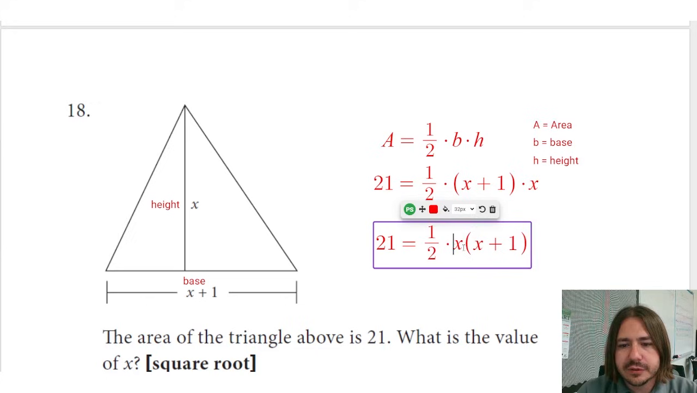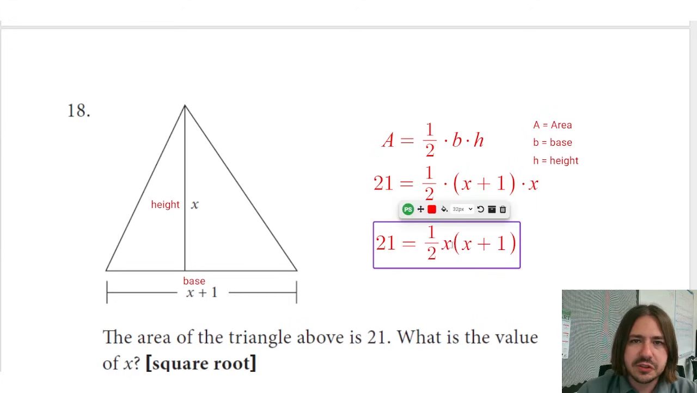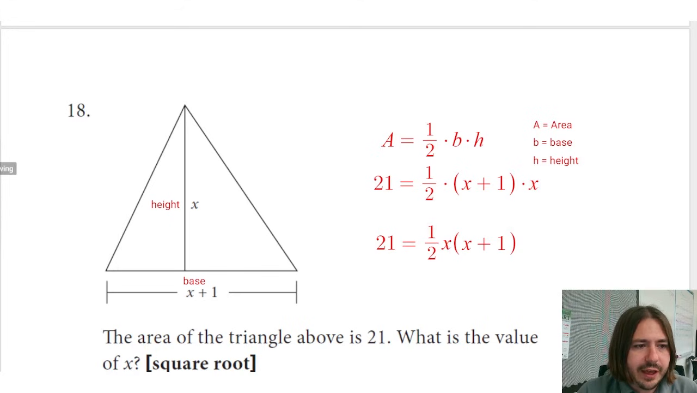I'm going to delete those. Okay, if you don't see a symbol in between a number and a variable like this, it's assumed to be multiplication anyway. So then from here, you would use the distributive property and multiply 1/2 x to both x and 1.